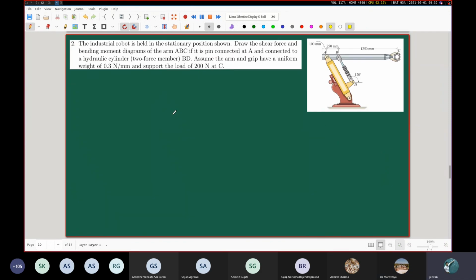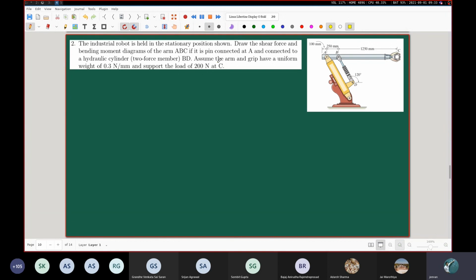All right, let's come to this problem. Take a look at this diagram. You have this robot arm, which is holding some kind of a load. It is pin connected at A, no problem there. And it is also connected to a hydraulic cylinder, which has been mentioned very importantly to be a two-force member. So this BD, that is a hydraulic cylinder.